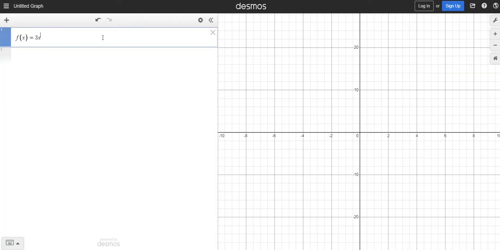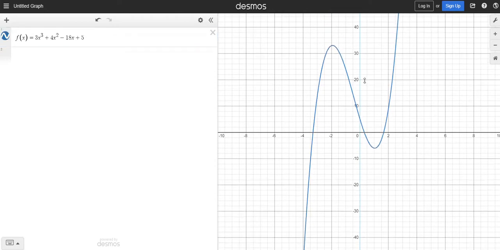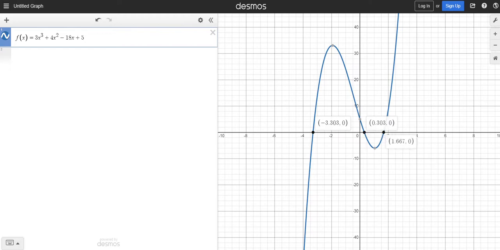So here we go, 3x cubed plus 4x squared minus 18x plus 5. And I'll be sketching what that looks like, and I'll specifically include these 3 x-intercepts that I'm seeing here. So again, a rough sketch is sufficient.